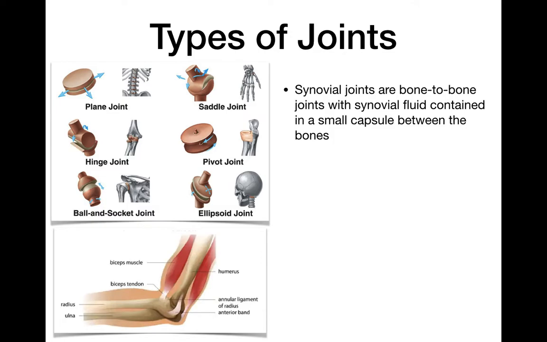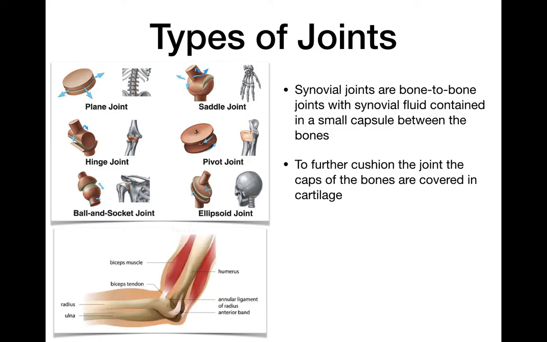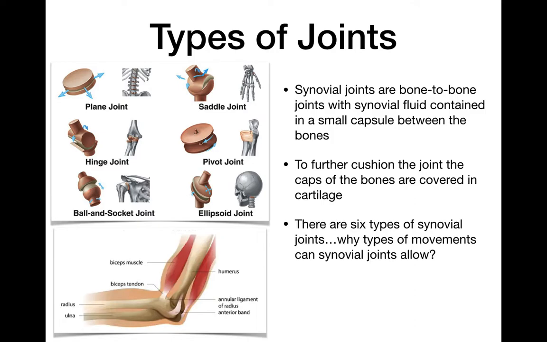So the types of joints you need to know for this course are synovial joints, and synovial joints are bone-to-bone joints that contain synovial fluid, and that's between the bones to help lubricate, help keep everything from being worn down, keep it safe. It's also used for cushioning, and a lot of the time the bones are covered in cartilage, which helps also with cushioning, just like the synovial fluid does.